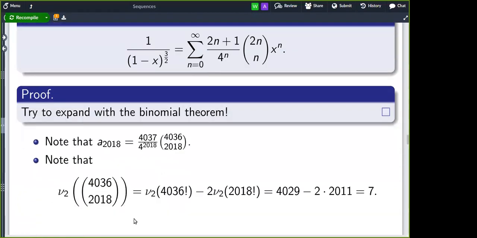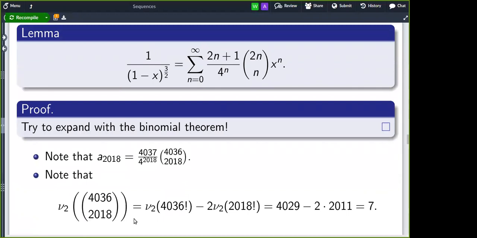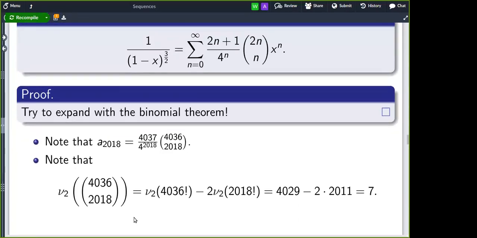Brian, can you scroll down? Yeah. So we're just using that 4036 choose 2018 is 4036 factorial over 2018 factorial squared. So we basically just find the number of powers of 2 in 4036 and subtract 2 times the number of powers of 2 in 2018. And both of these, I'm sure everyone knows how to do here.